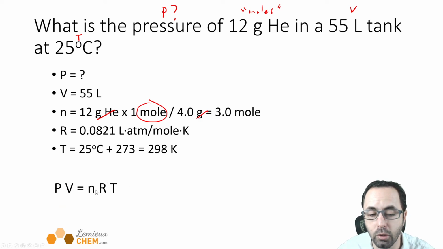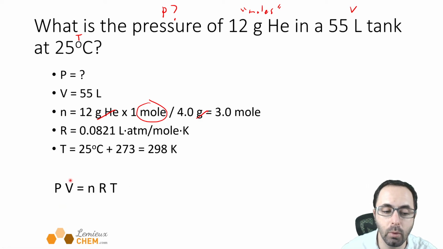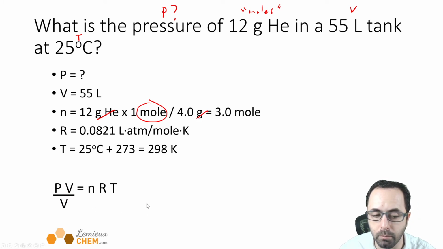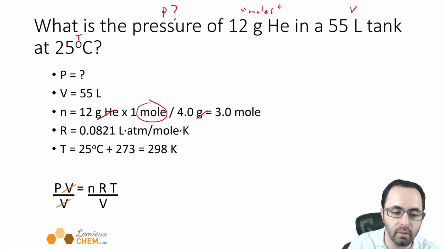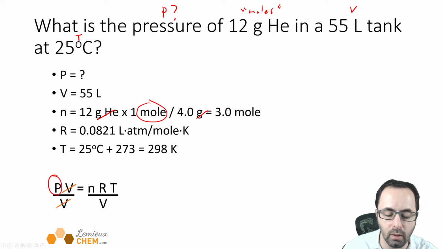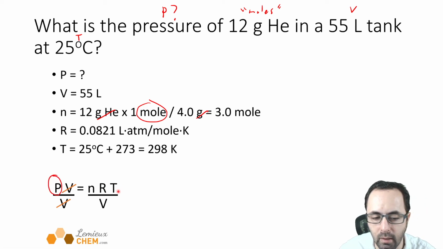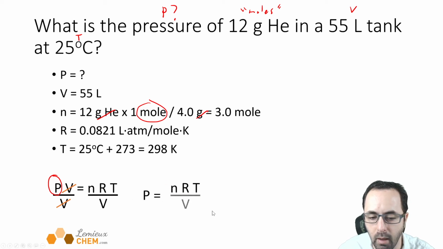We want pressure by itself, so we're going to have to get rid of the volume here. So to get rid of the volume, we can divide both sides by volume. That's going to cancel our volume on this side, and that leaves us only pressure on this side. Great, all we have is pressure here. And the pressure is going to be nRT over V. So pressure is nRT divided by V.